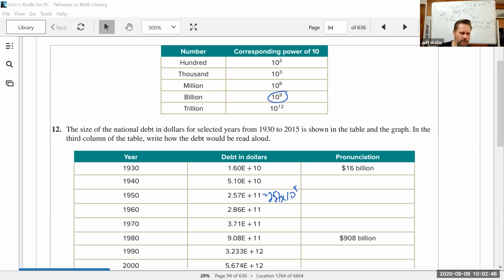Let me clear that. Let me show some more work. All right, let me put it up here. So if I have 2.57 times 10 to the 11th, is everybody cool with what that E plus means? It just means times 10 to the. So if I was teaching a class where we were using the graphing calculator, the TI calculator, I would say that E button is your times 10 to the button. That's what E means, times 10 to the. It's just a quicker way to say it.